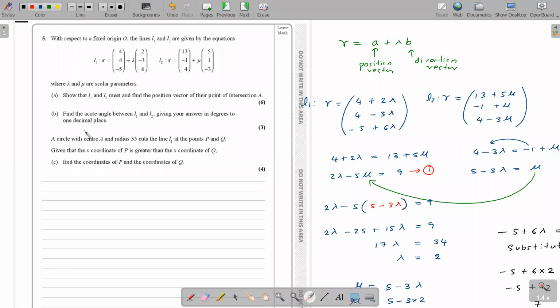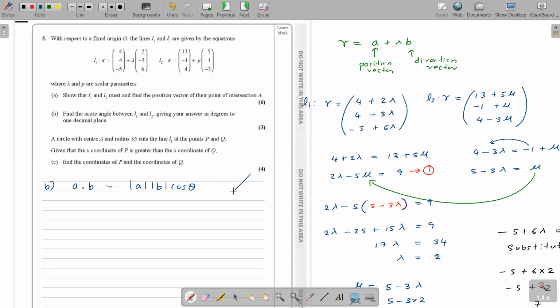Moving on to part B, they say find the acute angle between L1 and L2, giving your answer in degrees to 1 decimal place. When they give you two straight lines and ask you to find the angle between the two lines, what do we do? The normal rule for finding the angle is we use A dot B equals modulus A times modulus B times cos theta. This is the normal equation we use to find the angle between two vectors.